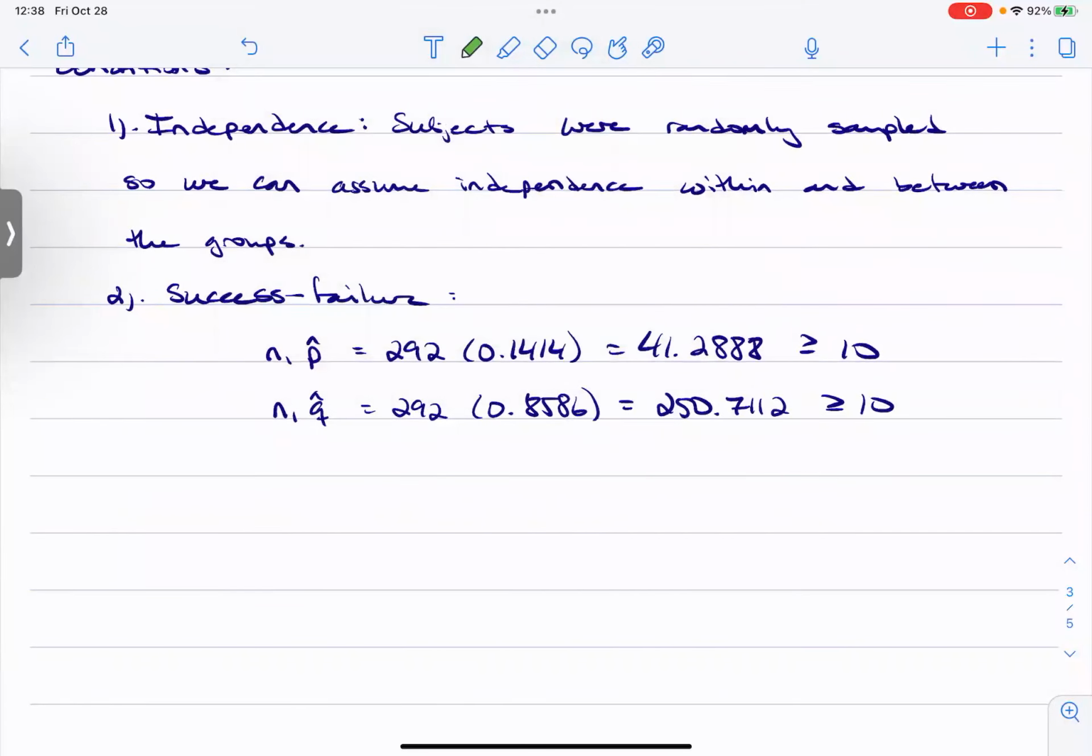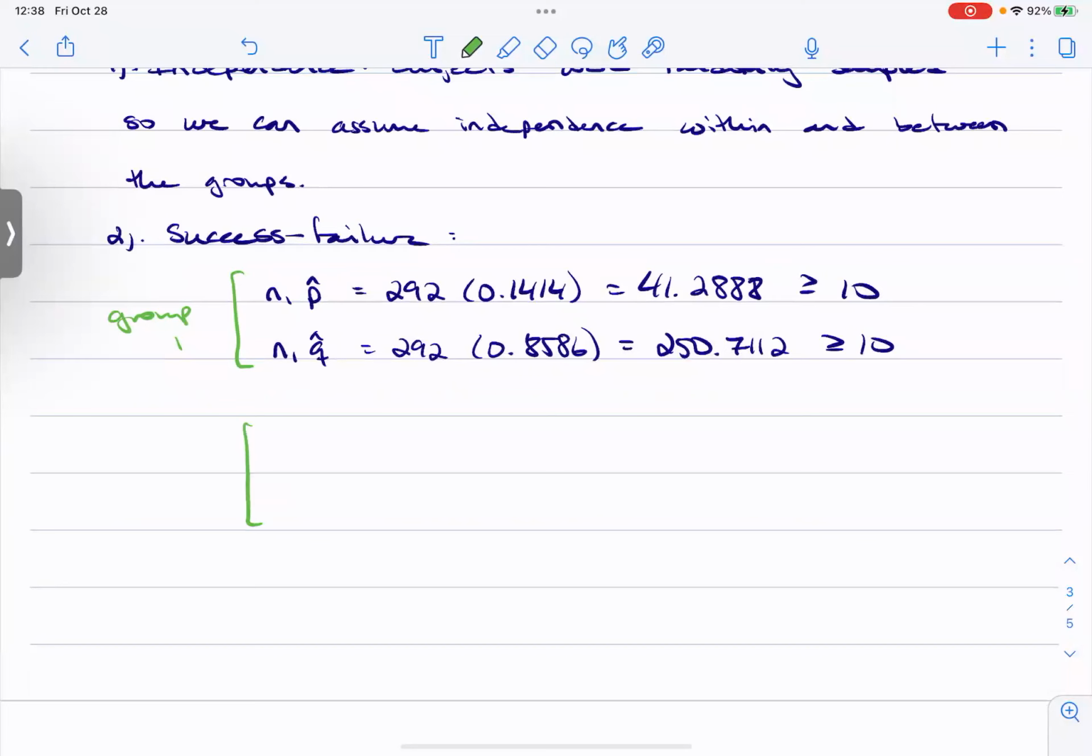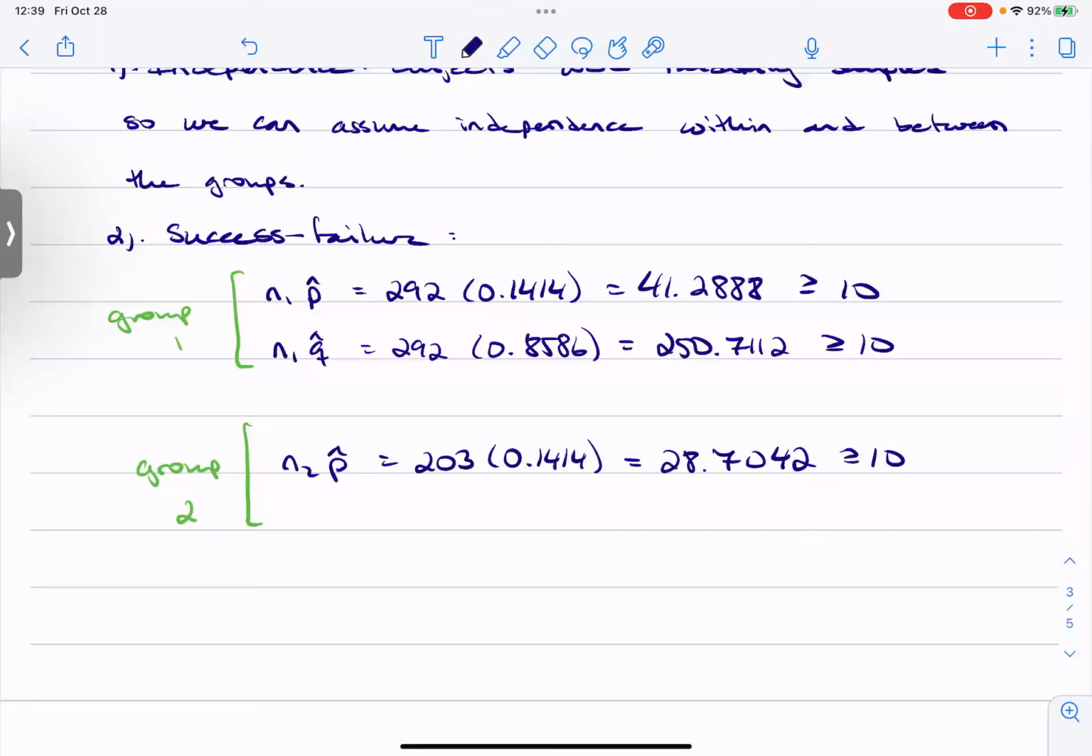So that's checked for group 1. Now I need to do the same thing for group 2. You don't want to forget to do both groups. n2 times p hat is 203 times 0.1414, which is 28.7042, which is greater than or equal to 10. It's a little on the low side, but we'll allow it.